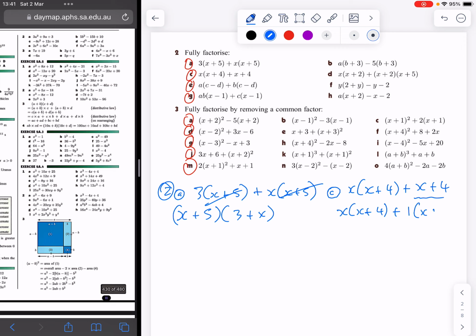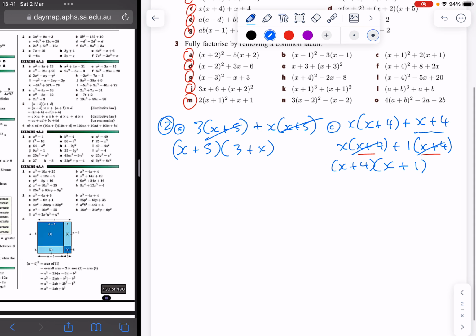Can you confirm why that's the case? Well, 1 times x is x, and 1 times 4 is 4, so expanding this would just get you this. So what I've done here is get the brackets back by factorizing with common factors. Why does that help me? Because it gives me x plus 4 and x plus 4 as a common factor. So x plus 4 goes out the front. Then what do I have left over? x plus 1.